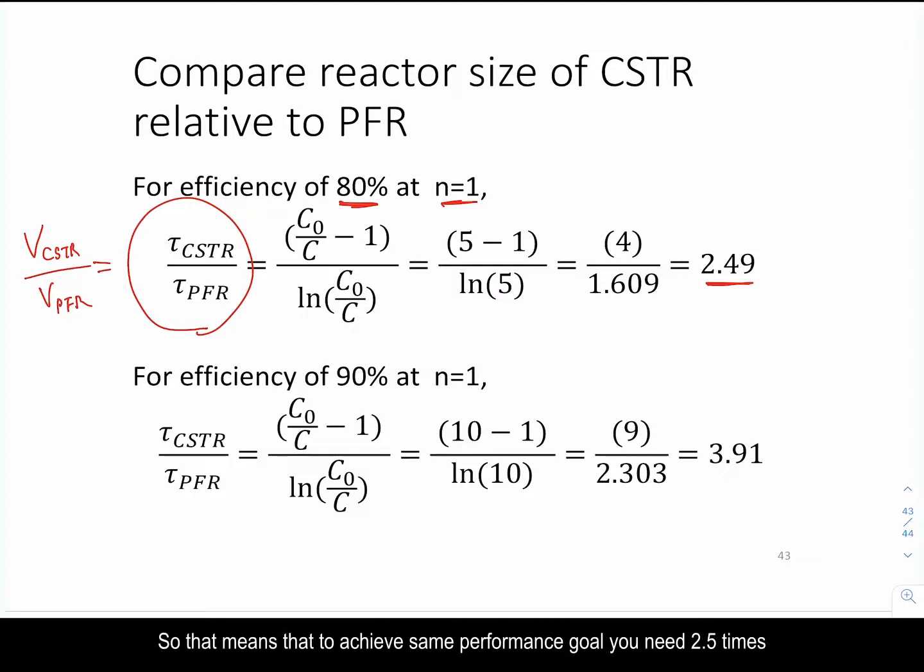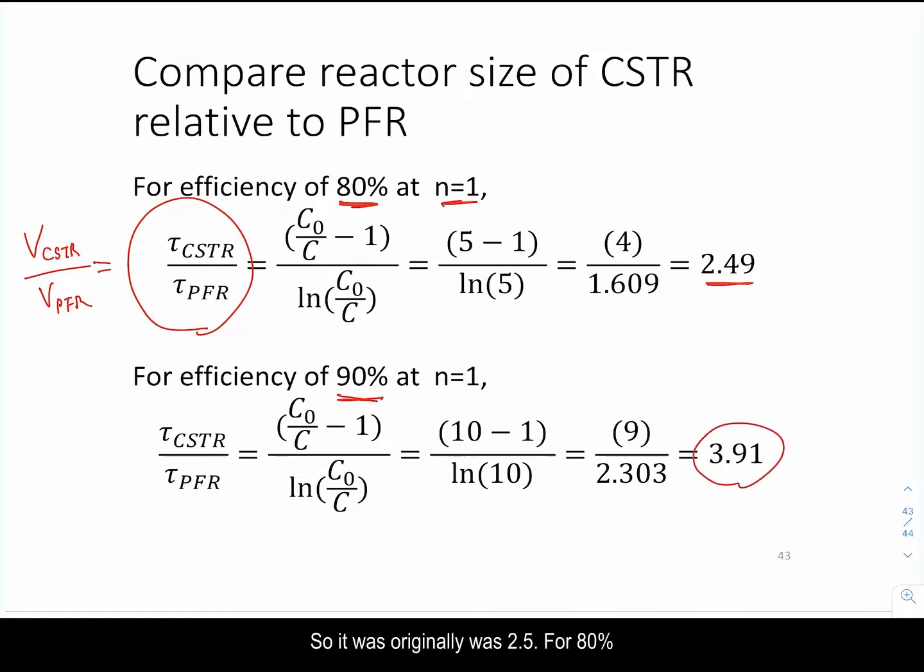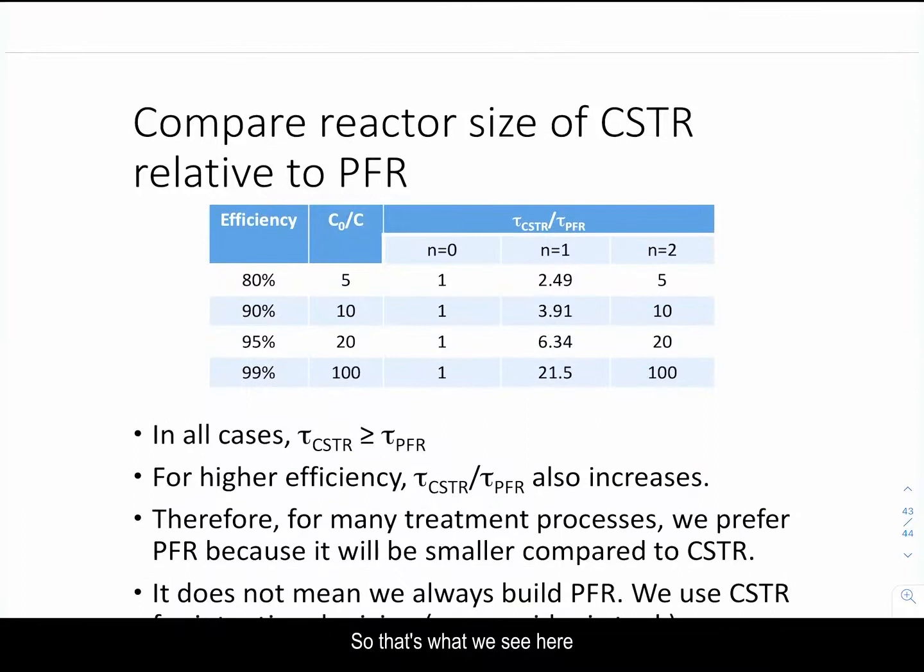the volume ratio, right? So that means that to achieve the same performance goal, you need a 2.5 times larger CSTR than if you were to do it with the PFR. Okay. Now, if you up it to 90% removal efficiency, that ratio becomes even bigger. So it originally was 2.5 for 80%, but now it's 3.91 for 90%. Okay, so that's what we see here.